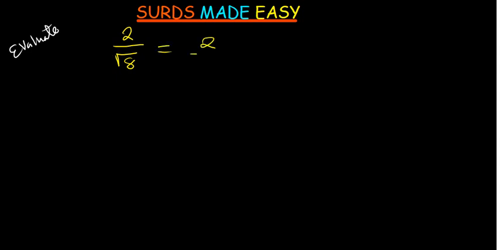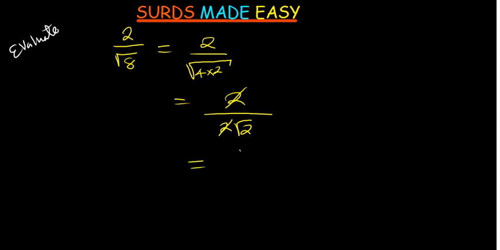So this is the same as 2 over, what is the smallest square number that can go into 8? 4. So therefore 8 is the same as 4 times 2. And this is going to give us 2 divided by the square root of 4, which is a 2. This is going to be 2 square root of 2. And the 2 can simplify with a 2 there. So that is going to give us 1 over square root of 2.